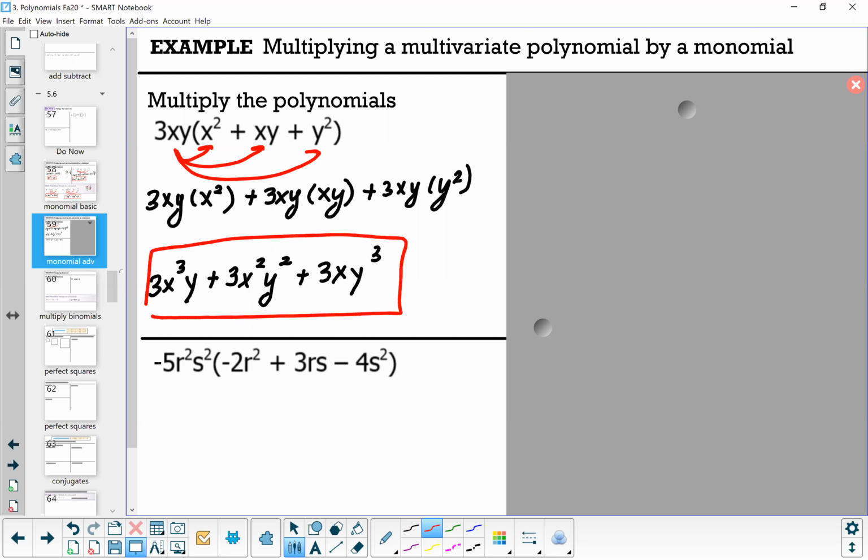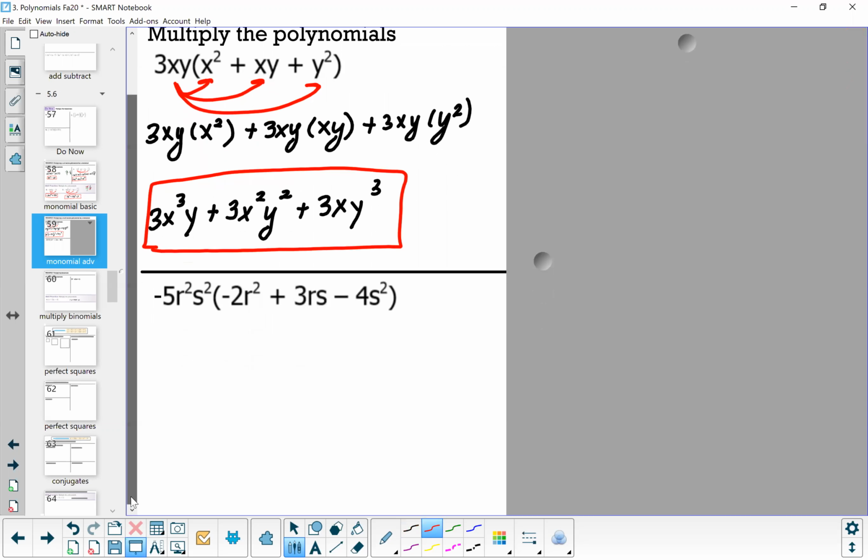Alrighty, let's try another one. This time we have some plus and minus signs. We have negative 5r squared s squared times, in parentheses, negative 2r squared plus 3rs minus 4s squared. So we're distributing this monomial across this addition and subtraction. So again, we're multiplying the negative 5r squared s squared to the negative 2r squared.